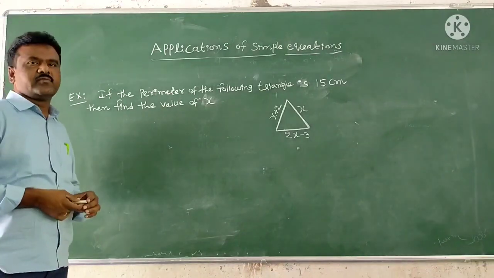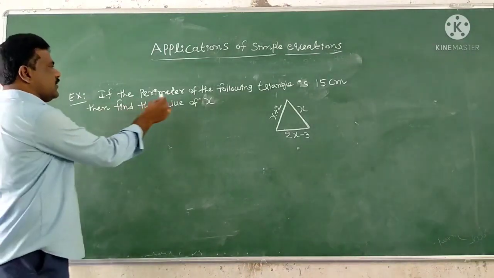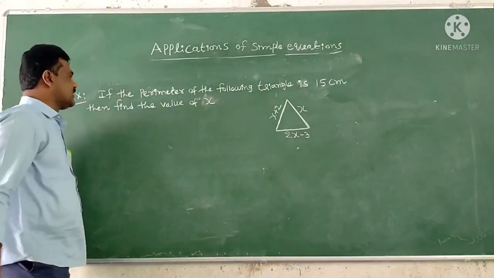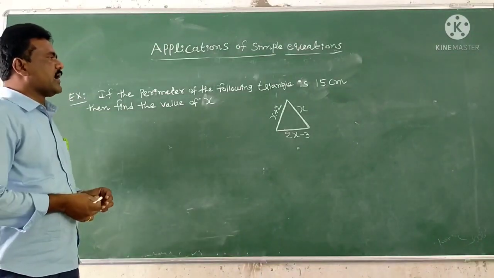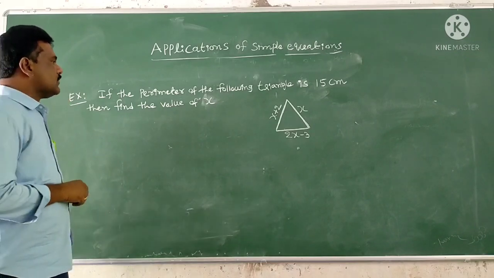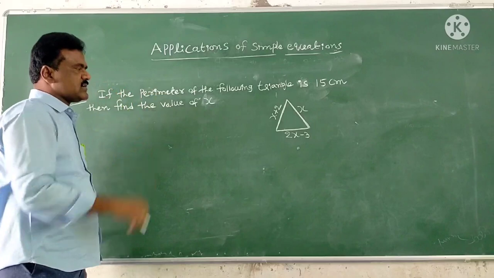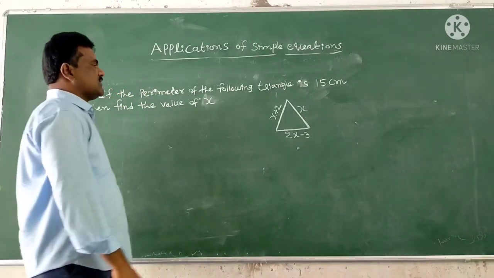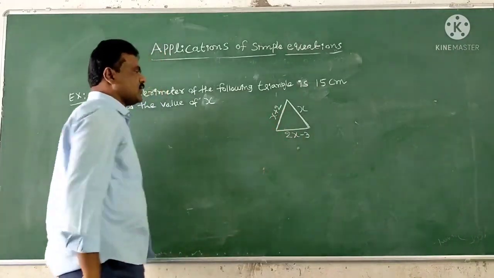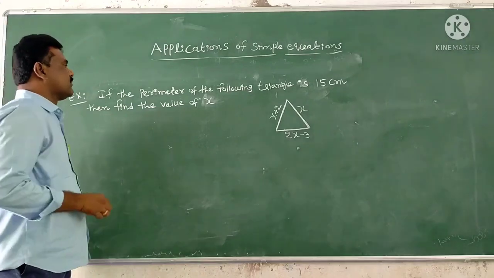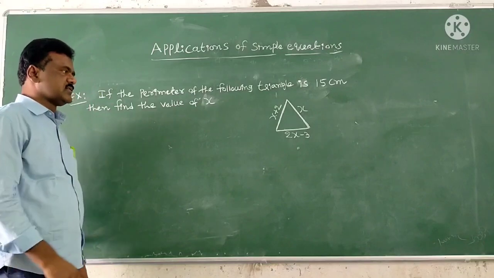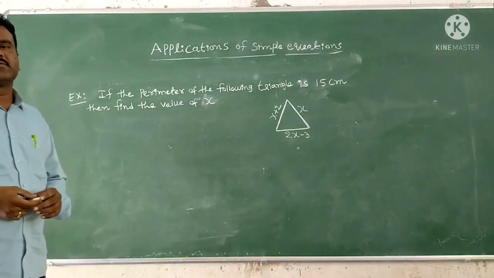Children, next we are going for another example. If the perimeter of the following triangle is 15 centimeters, then find the value of x. Children, what are the sides of the given triangle? Yes, the sides of the given triangle are x plus 2, 2x minus 3. What is given in this problem? The perimeter of a triangle is 15 centimeters.